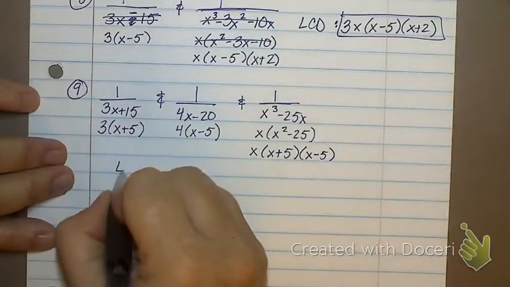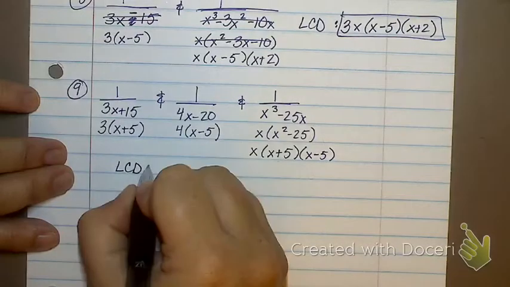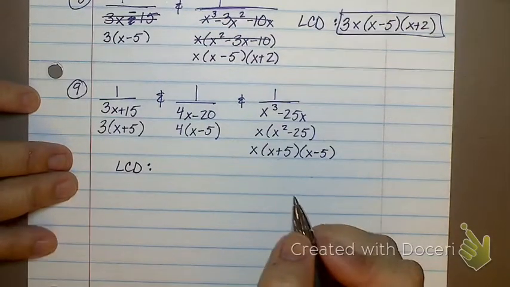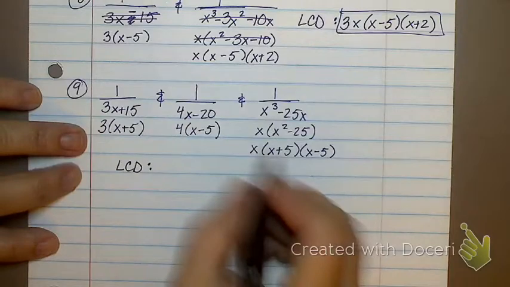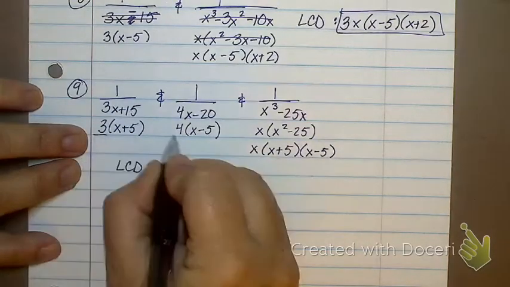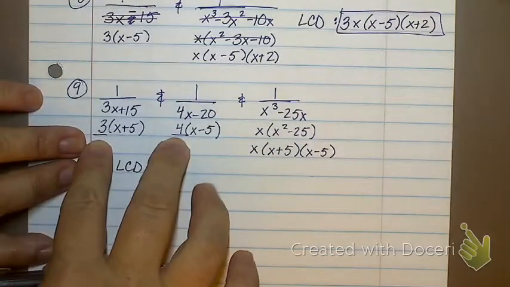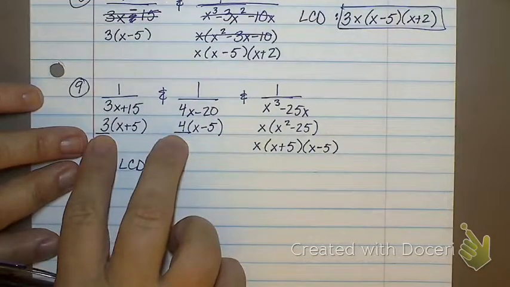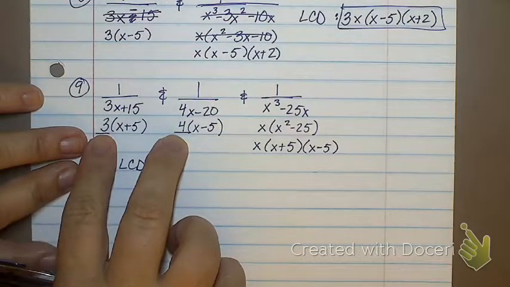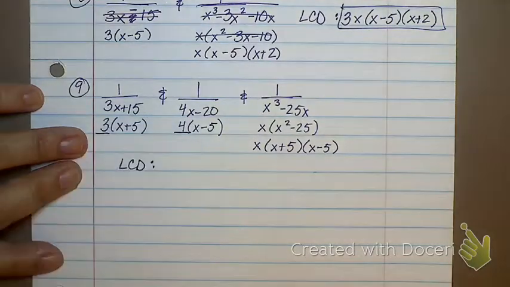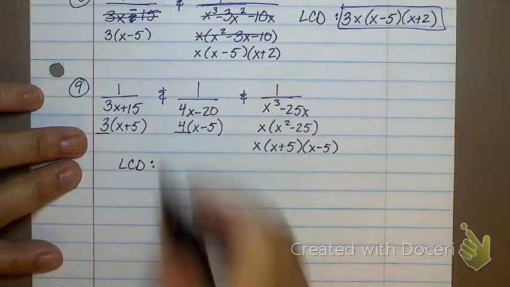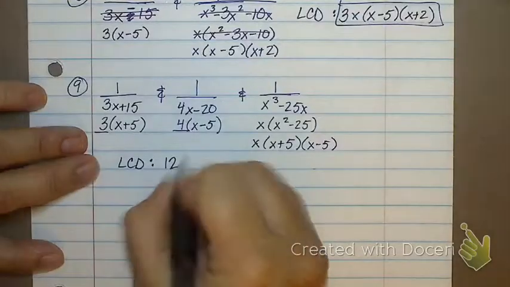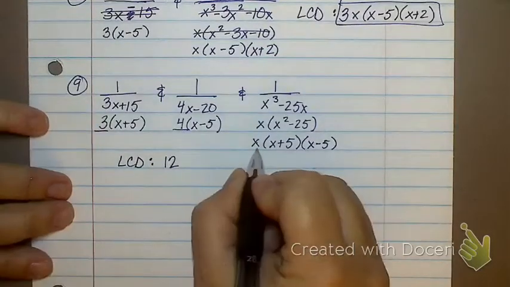So let's see, my LCD, what is not in a parentheses? An x and a 3 and a 4. So the 3 and the 4 I have to treat like that first example way back at the beginning. If I count by 3s and I count by 4s, what's the smallest number on both lists? 3, 6, 9, 12. So 12 is the LCD of those two. And there's an x.